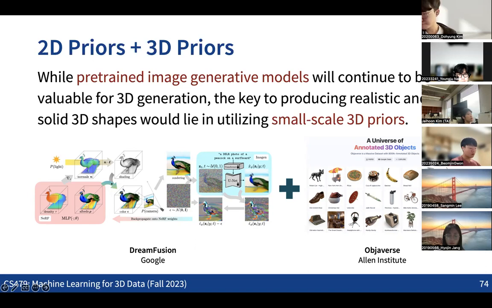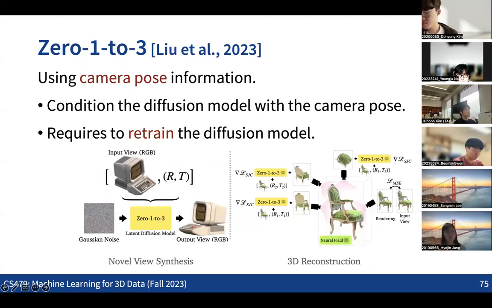For the 3D models, the biggest data set is still around 10 million, which is way smaller than the scale of the images. But when you combine these two sources of information, we're going to have much stronger information for generating more realistic 3D models. There was a very recent work incorporating some of these 3D priors.